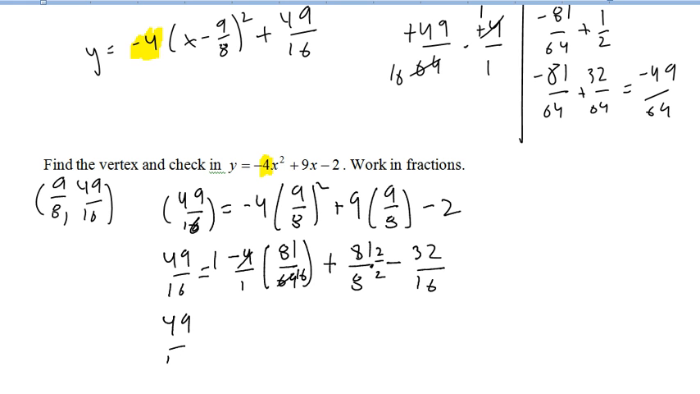So we get 49 over 16 equals -81 over 16 plus 162 over 16 and minus 32 over 16. So we get -81 plus 162 minus 32 does equal 49. So we're good.